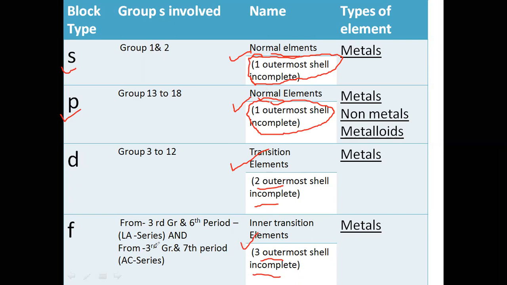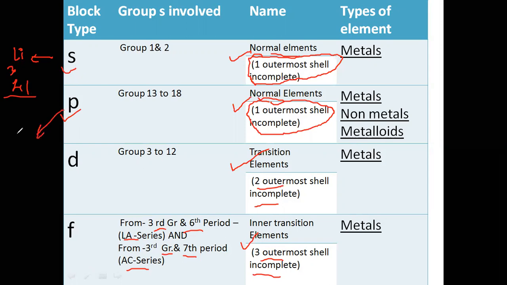Here the F block contains two series, the lanthanide series and the actinide series, in periods 6 and 7. We already explained this in the last video. So I'm giving you examples of normal elements. Consider an example of an S block element, lithium. Its atomic number is 3, so its configuration becomes 2,1. So here only the outermost shell is incomplete. It means one shell is incomplete.